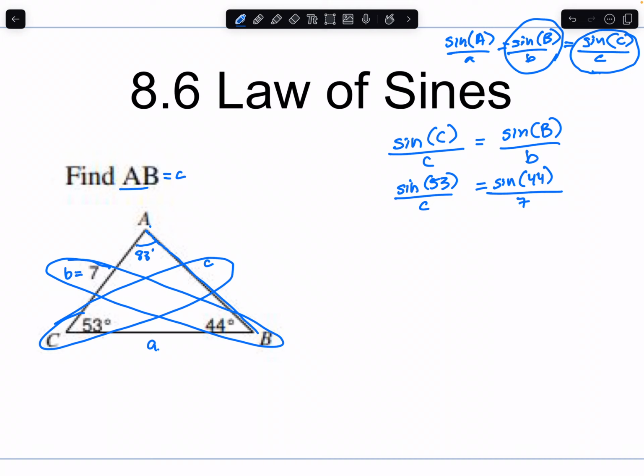Now, all we're really dealing with here is a proportion. So, how do we solve proportions? We cross multiply. We multiply the C over to this side, and we multiply the 7 to this side. That makes it 7 times the sine of 53 equals C times the sine of 44. Now that the fraction has gone, we can solve for the variable. And since we're multiplying on the right side times sine of 44, we're going to do the opposite. We're going to divide by sine of 44.